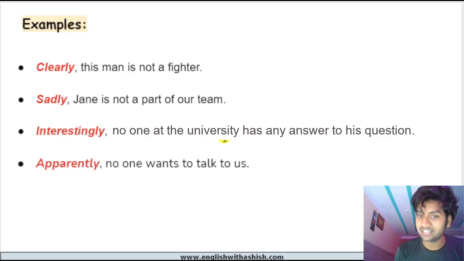Interestingly, no one at the university has any answer to his question. Interestingly, right? The action is not happening interestingly. This situation is interesting. It is interesting that no one at the university has any answer to his question. This is interesting to the speaker. So this is the take the speaker has about the situation.